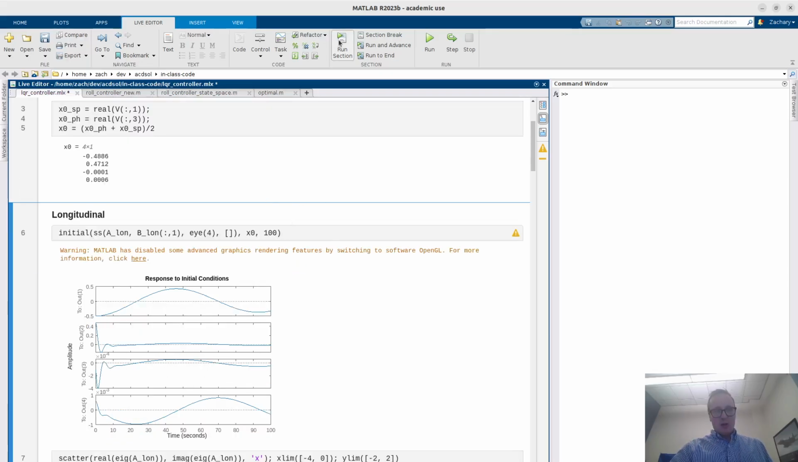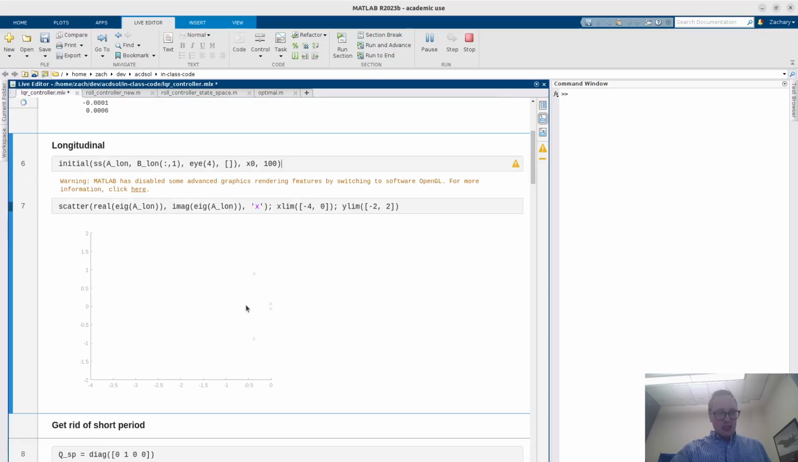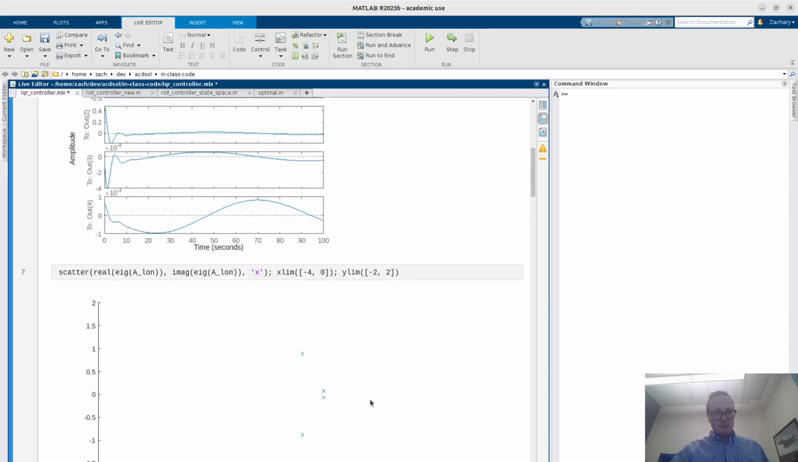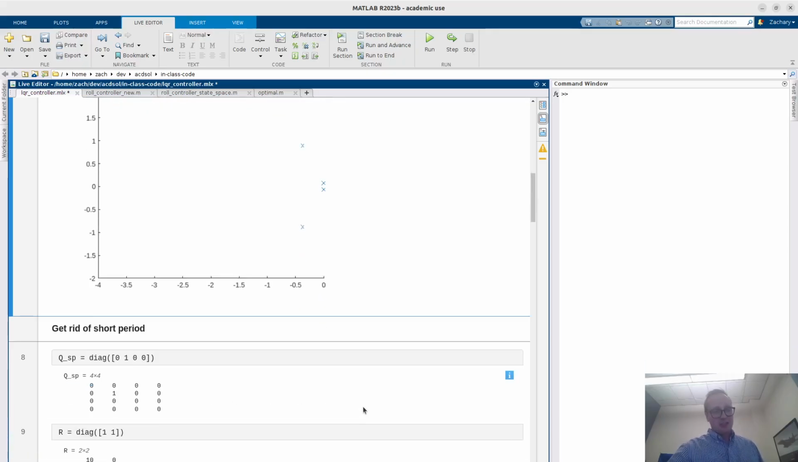We can do our open loop linear simulation, and we see indeed that we start out with a short period oscillation right here in theta, for instance, this little short period oscillation, and then a phugoid oscillation that has a longer period. And then we can also plot the eigenvalues. This is everything on the left half plane here. Got the phugoid eigenvalues and the short period eigenvalues, just like we've seen over and over again in class.